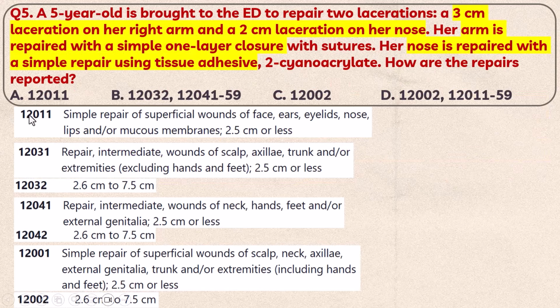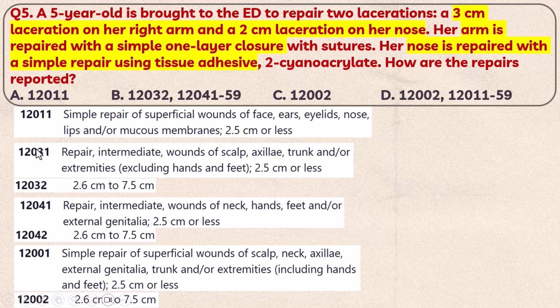So when you look at the code 12,011, that is simple repair of superficial wounds of face, ears, eyelids, nose, lips or mucous membrane. Both lacerations are repaired with a simple repair because first one is simple layer closure, second one is tissue adhesive. So both are simple repair. So the nose one is included here. The second one, her nose is repaired with a simple repair. The laceration in the nose is 2 centimeters. So here is 2.5 centimeter or less. So for nose, you can use this code 12,011.